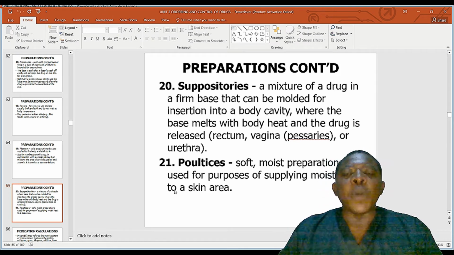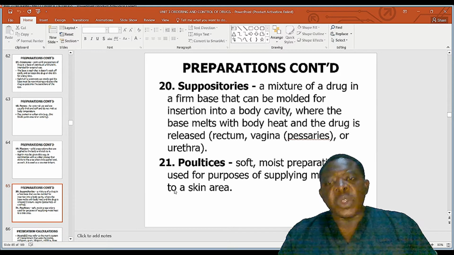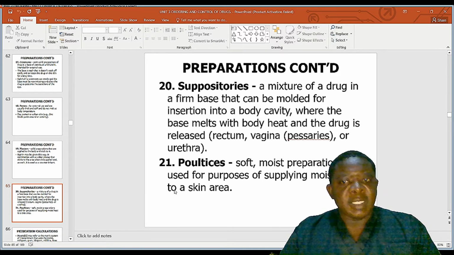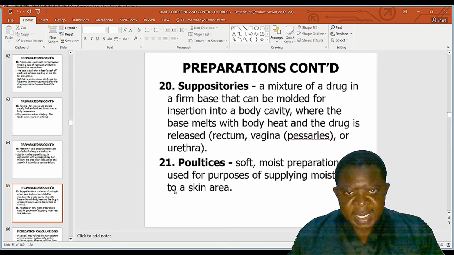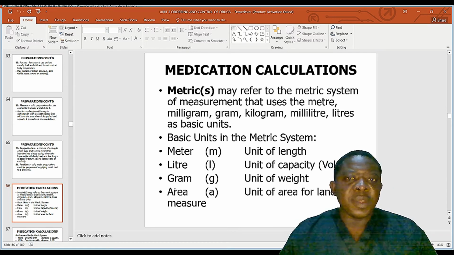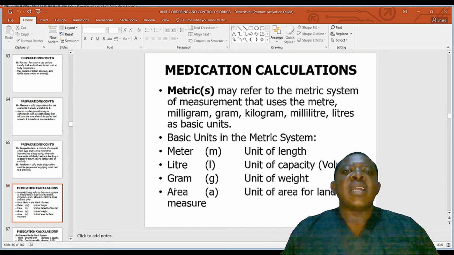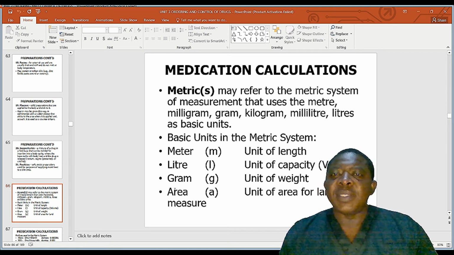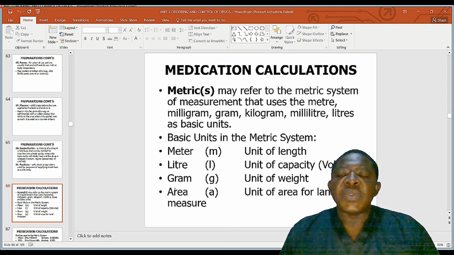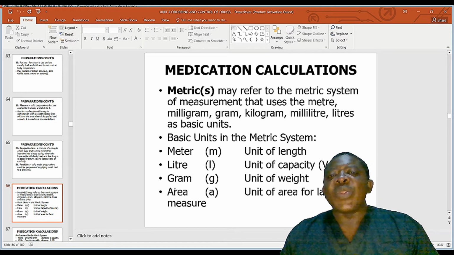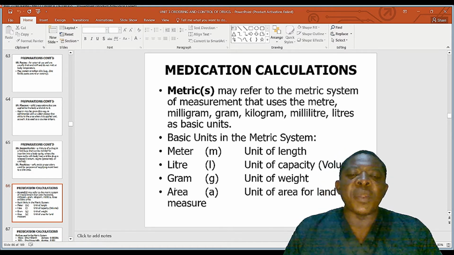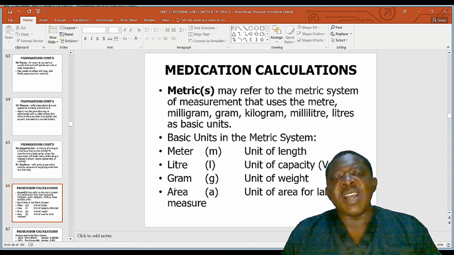Then we have poultices. These are soft, moist preparations used for supplying moist heat to a skin area. So now with those preparations discussed, let us look at medical calculation in pharmacology. For these medical calculations, it's important that we know the units that are being used so that if certain units have not been changed, they can be appropriately changed so that we find the correct answer.